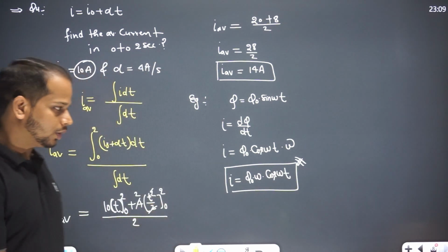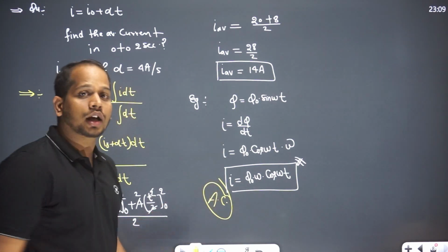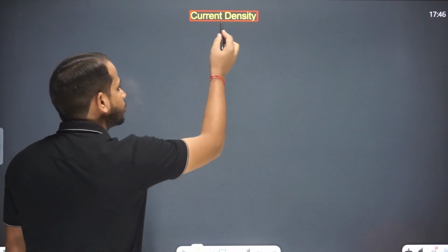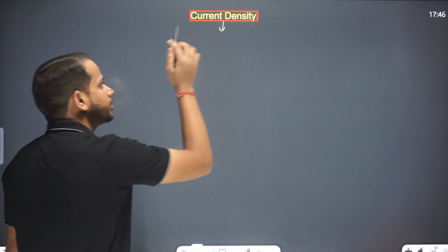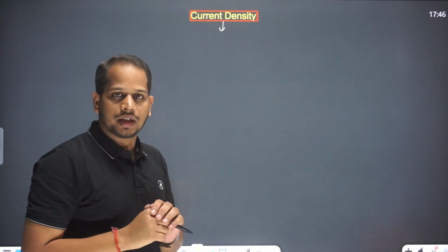Okay, we will discuss this later. There is a chapter called AC, alternating current. Okay. So let's see our next topic, right? The next topic is current density. What is the meaning of current density, and why are we studying current density?